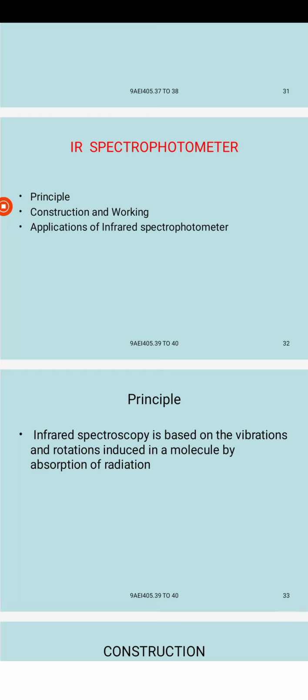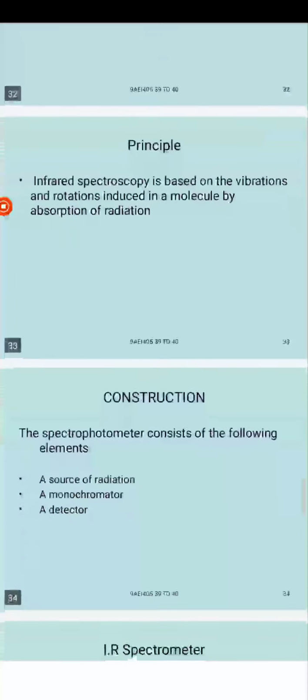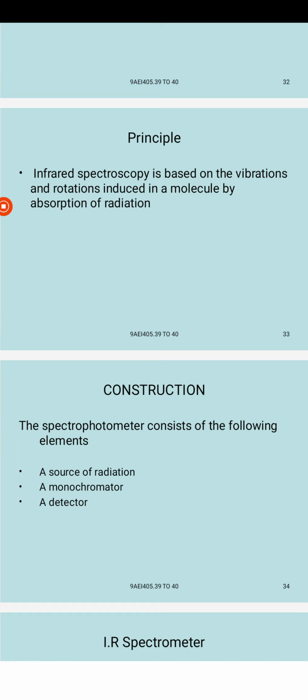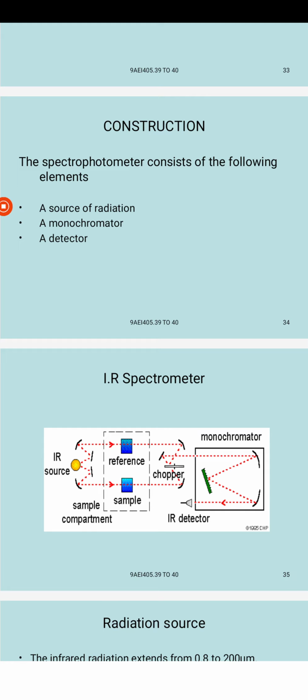We can discuss IR spectrophotometer, its principle, construction, working, and applications of infrared spectrophotometer. We can discuss principle. Infrared spectroscopy is based on vibrations and rotations induced in the molecule by absorption of radiation. Construction. The spectrometer consists of the following elements: source of radiation, monochromator, and a detector.